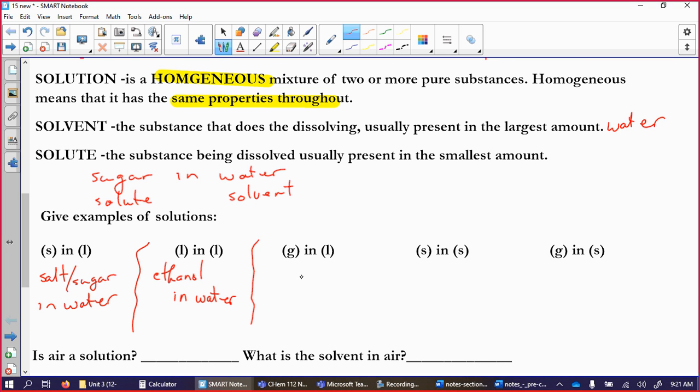A gas in a liquid. Carbon dioxide or oxygen in water. Carbonated drinks. The companies dissolve carbon dioxide in water. They put a whole bunch of it in, and then it can come out.